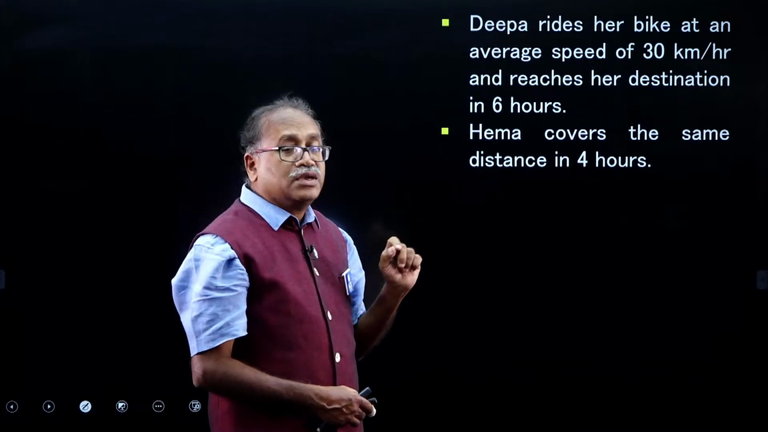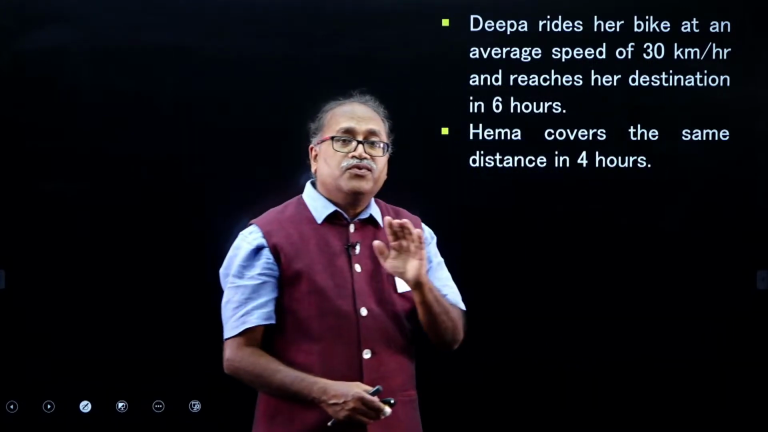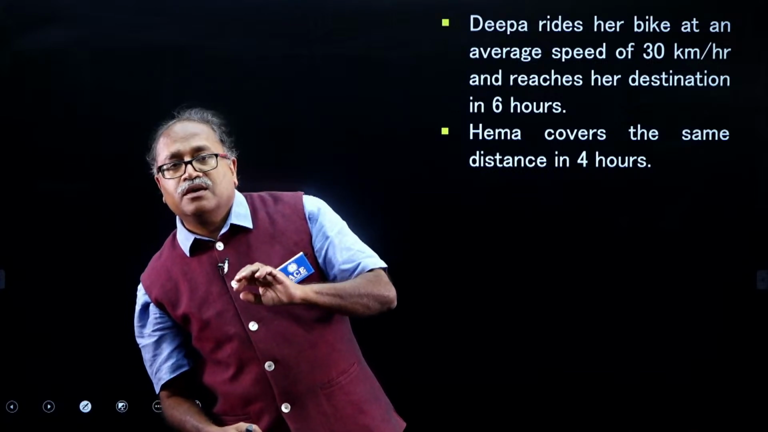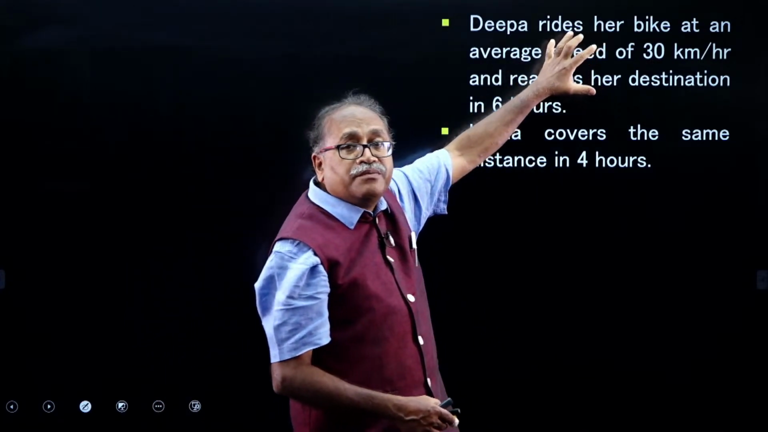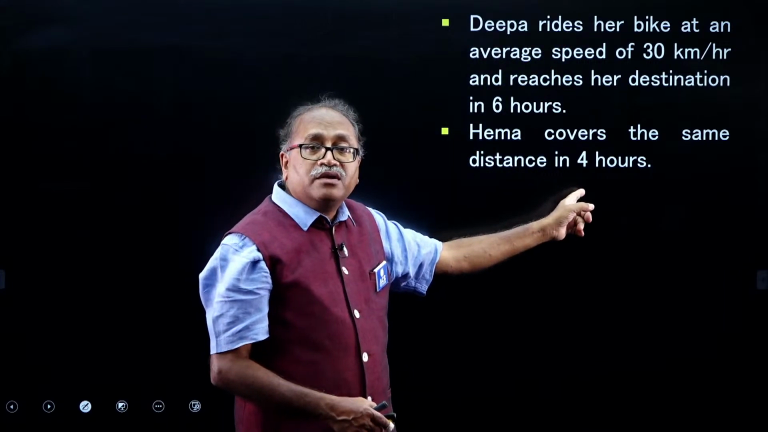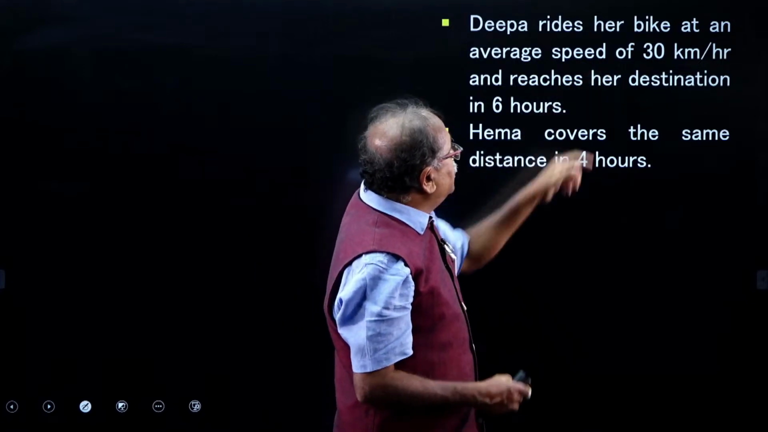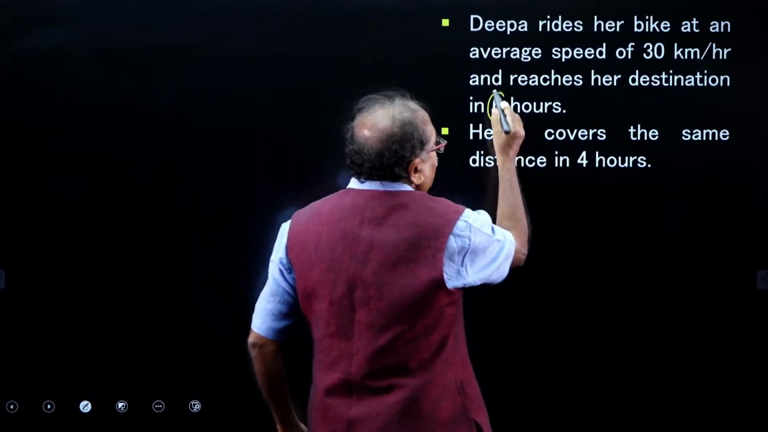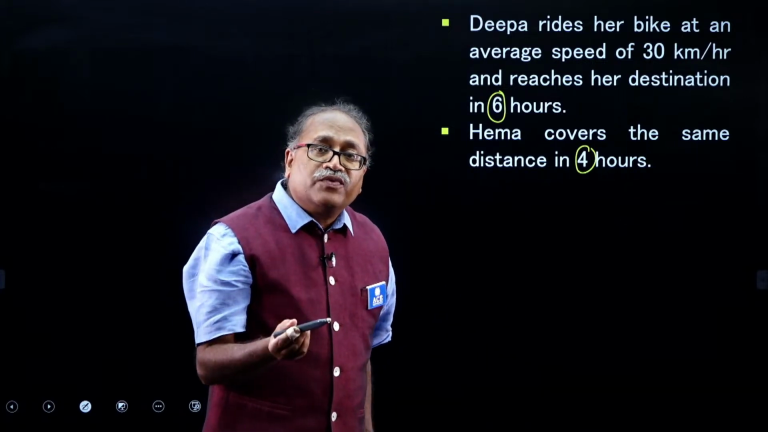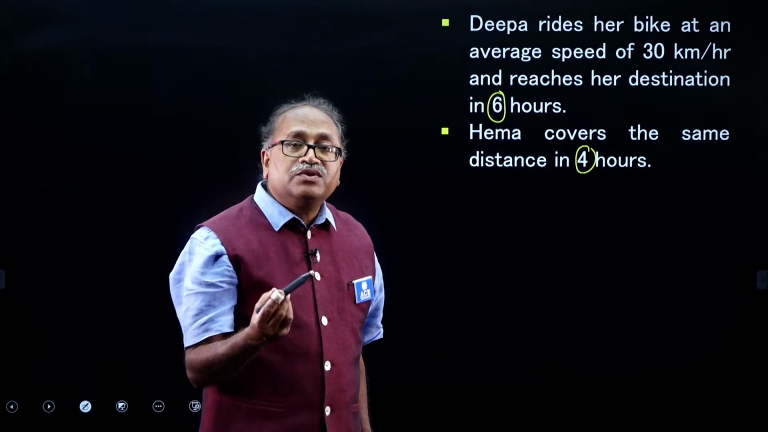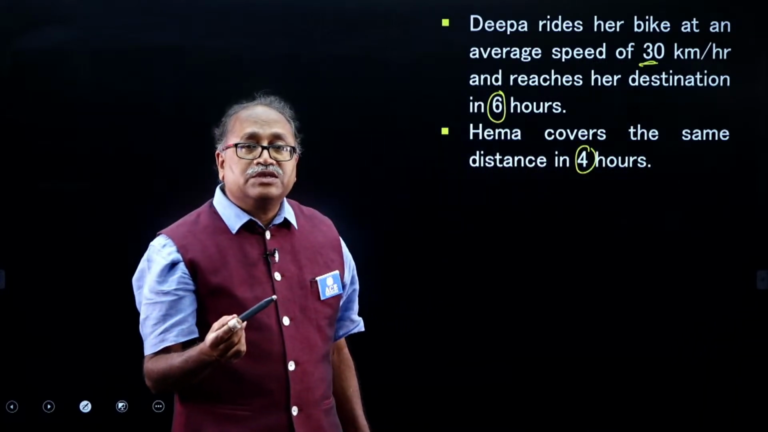Look at the next sentence. Hema covers the same distance in 4 hours. Can I get the speed of Hema? Because I am getting the distance over here, and distance divided by time gives the speed. Or when you know the time ratio, 6 hours here and 4 hours here, you can find the speed ratio, and once you get one person's speed, you can get the other person's speed.